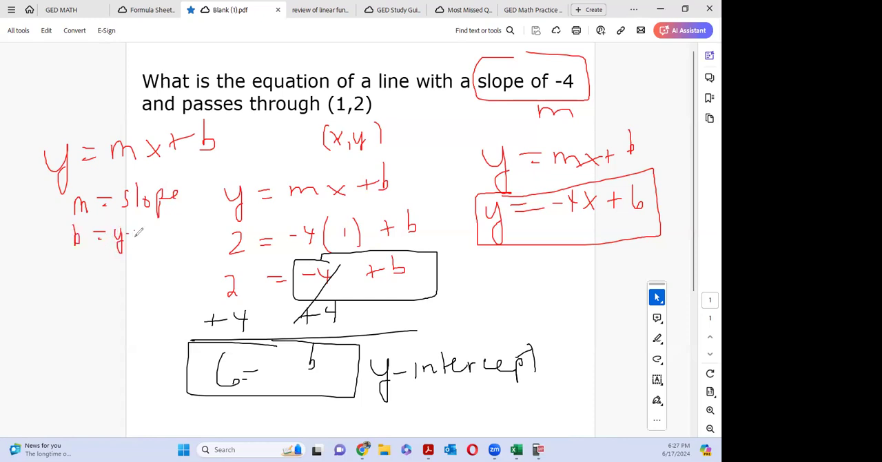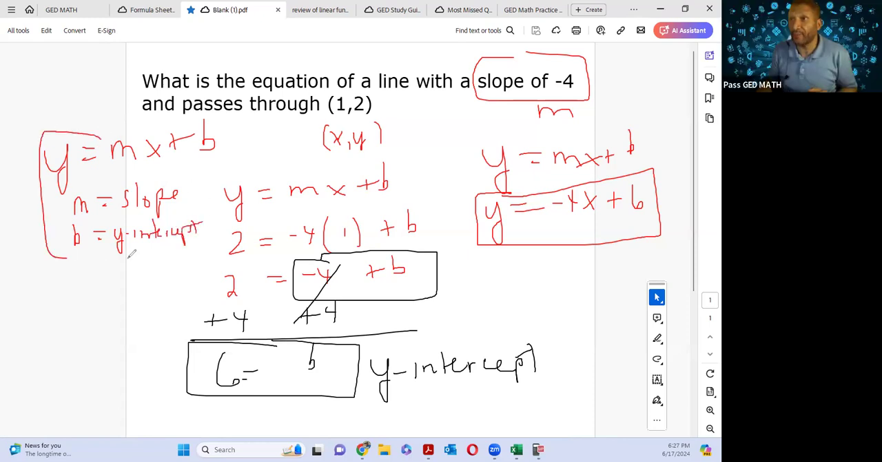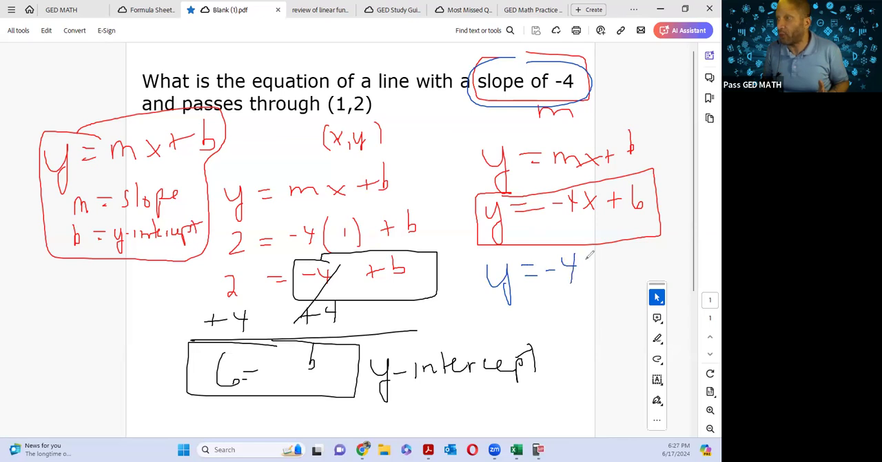The y-intercept. You've got to know that going into the GED. Slope-intercept form is y equals mx plus b, where m is my slope and b is my y-intercept. So when you're already given the slope of -4, right away, without doing anything, let me change my color to blue. Just knowing my slope is -4, I know my equation is going to start y equals -4x.